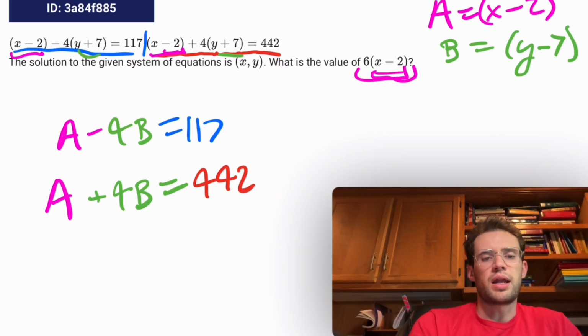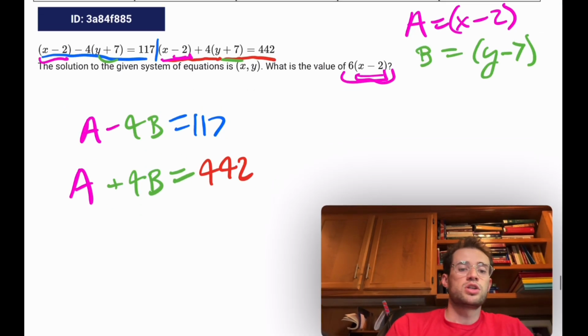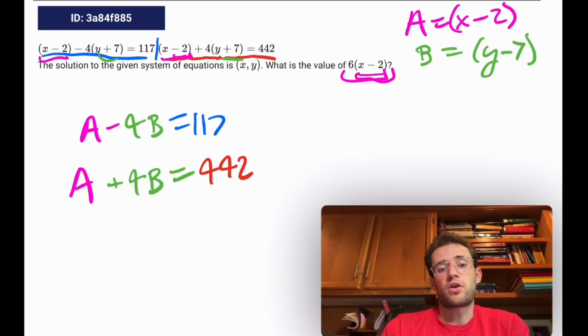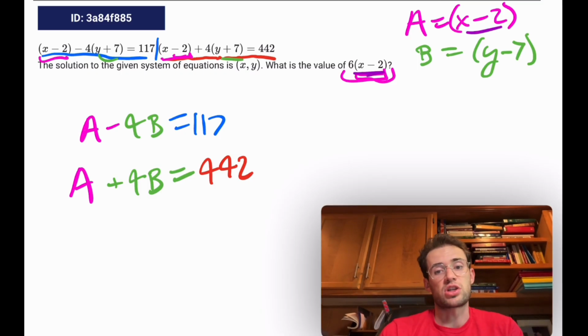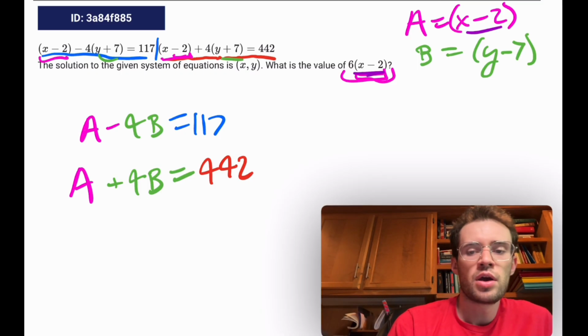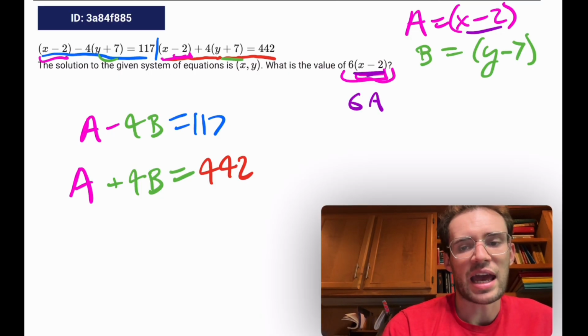And I just put an a in place of the x minus 2, and I put b in place of the y plus 7. So now if we look at it like that, it's already lined up for elimination to eliminate the b, so we could solve for a. And a has the x minus 2, which is what we want as part of our answer. Again, we want 6 times that x minus 2. So we can even write 6a is what we want.